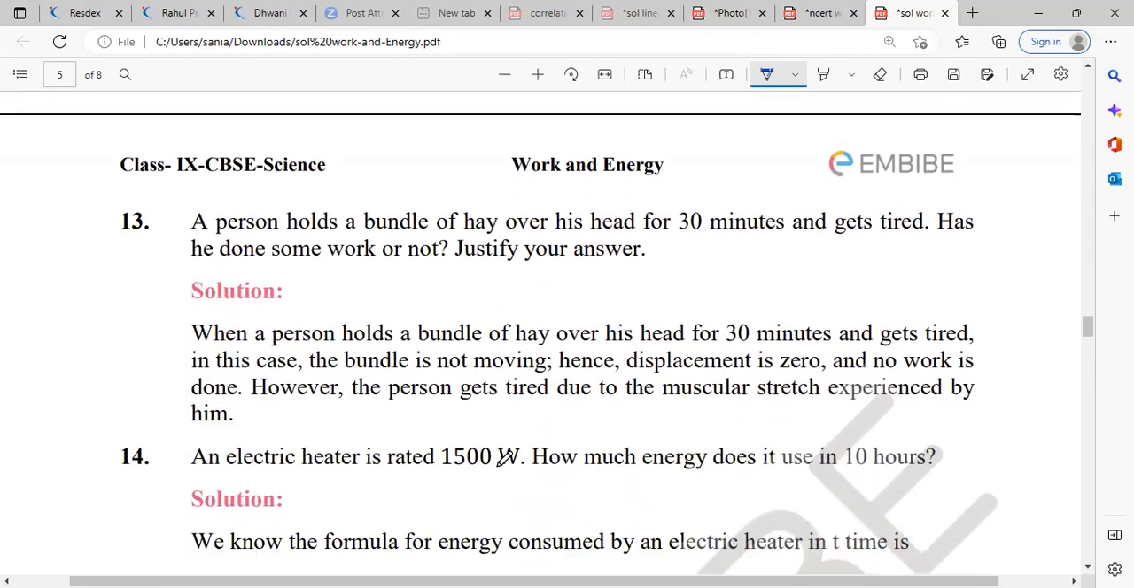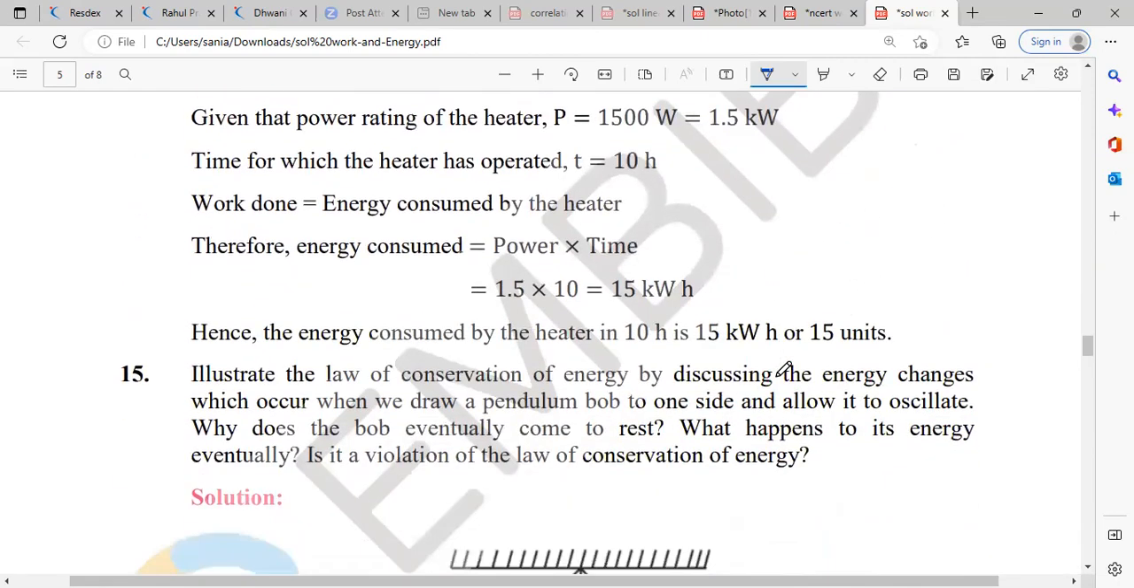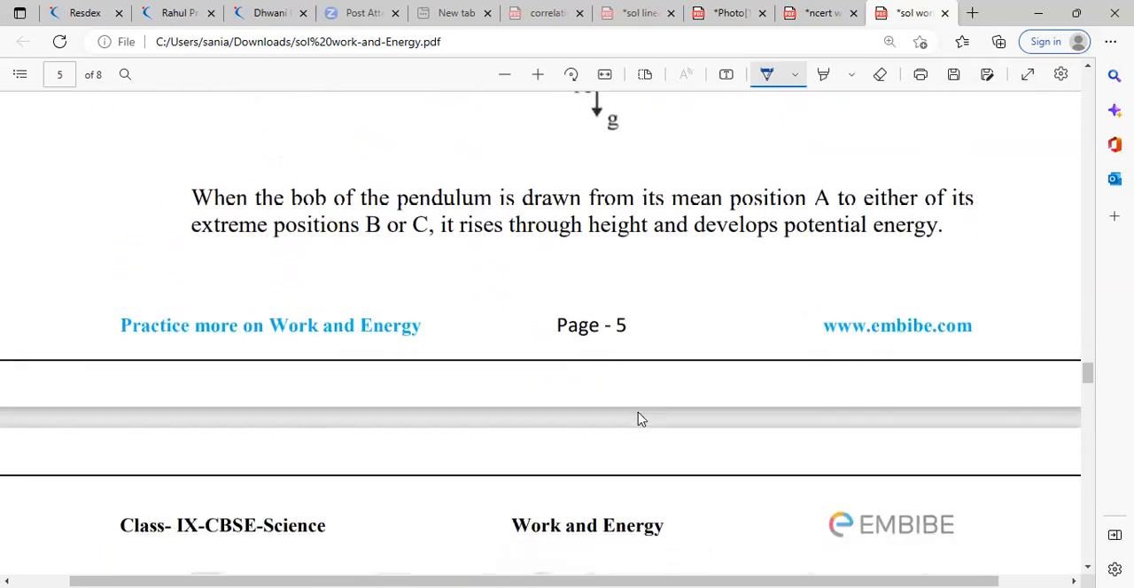Okay. Now, a person holds a bundle of hay over his head for 30 minutes and gets tired. Has work been done or not? Hay means you can say a bundle of crop and all that, right? So when a person holds a bundle of hay over his head for 30 minutes and gets tired, in this case, the bundle is not moving. Hence, displacement is zero. So you can say that work done is zero, right? Yes, ma'am.